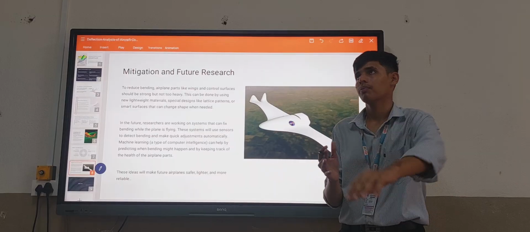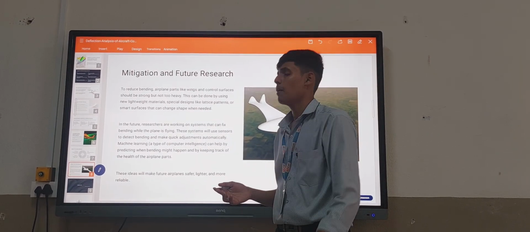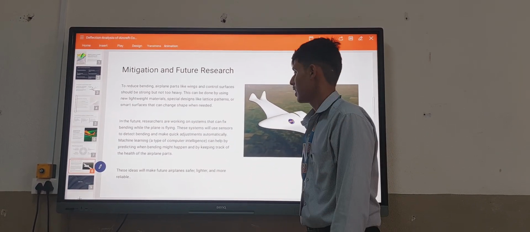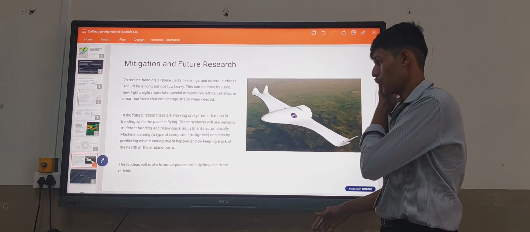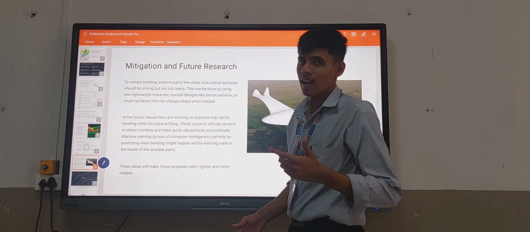We can manage our parts. We can keep our parts safe. These ideas will make the future aeroplane safer, lighter, and easier.